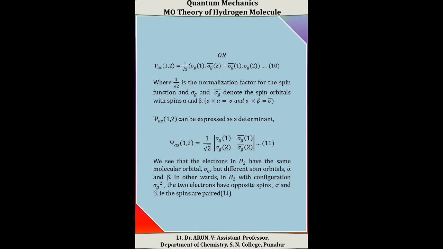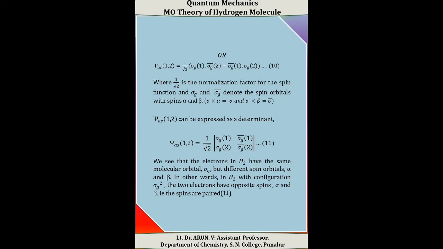It can be otherwise written as psi antisymmetric 12 equals 1 by root 2 into sigma g1 sigma bar g2 minus sigma bar g1 sigma g2. Here 1 by root 2 is the normalization factor for the spin function, and sigma g and sigma bar g denote the spin orbitals with the spins alpha and beta. We know that sigma into alpha equals sigma, and sigma into beta equals sigma bar.